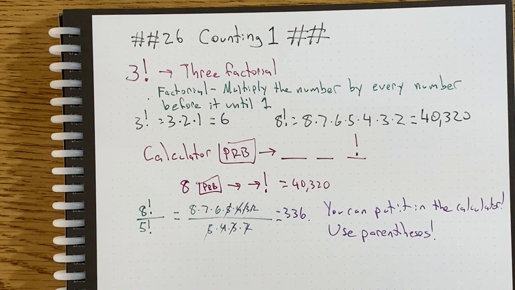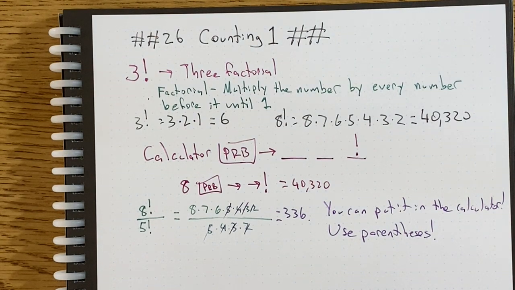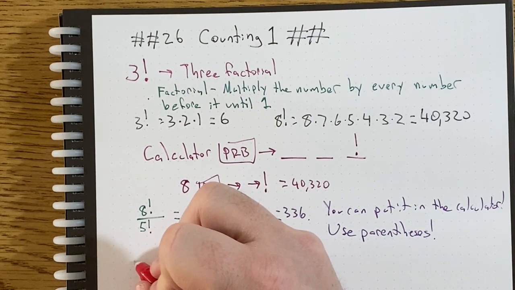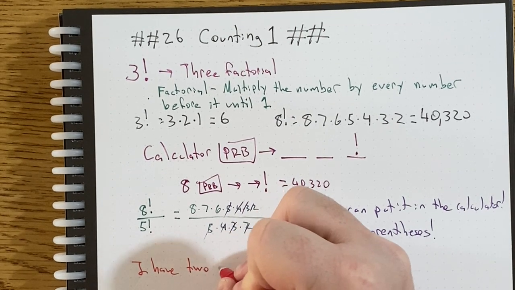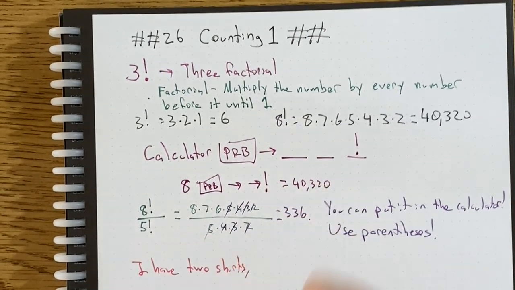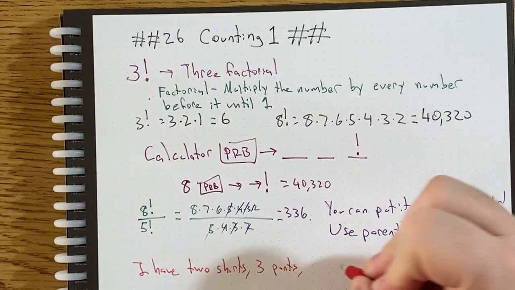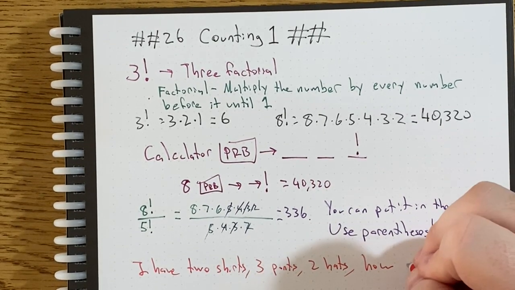Okay, now let's actually count some stuff, huh? So basically all we're doing today is multiplying. As you can see, all this factorial stuff, it's all just multiplying. So if I asked you a question like, I have 2 shirts, 3 pants, 2 hats, how many outfits?